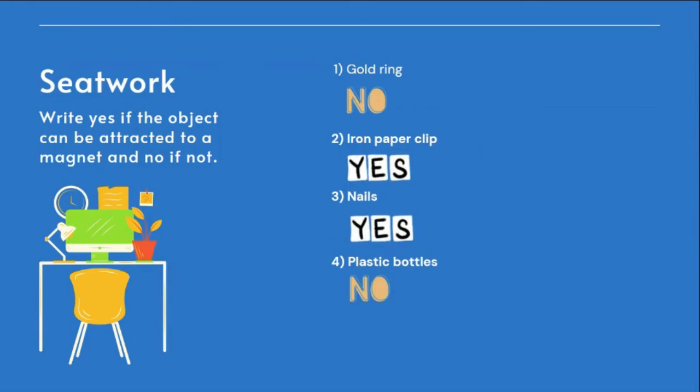And gold ring. No. Yung gold, hindi yan na-attract sa magnet. Iron paper clip. Yes, kasi the paper clip is made up of iron. Made out of iron, I mean. Pag yung paper clip is made up of plastic, hindi yan ma-attract sa magnet. Nails, yes. Plastic bottles, no, kasi hindi na-attract ang plastic sa magnet.